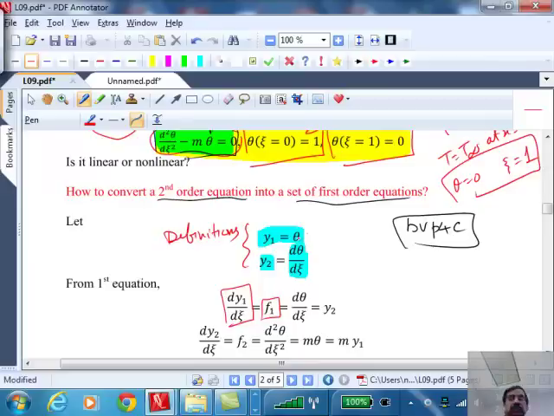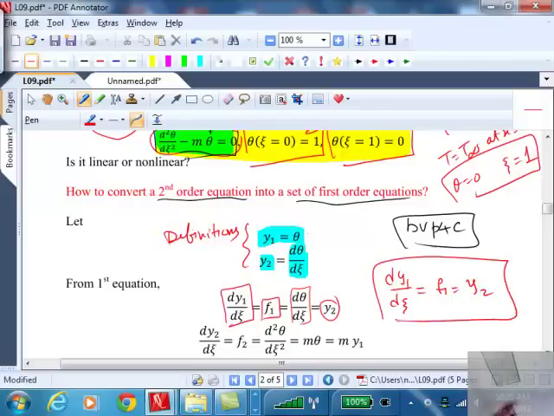Right? So dy1/dψ is the same as dθ/dψ. Follow the logic carefully. But dθ/dψ is the same as y2. So I have the first equation, which says dy1/dψ is equal to my first function, which is y2. A very simple function. That will be the first line of the function program that you are going to write. First function is y2.